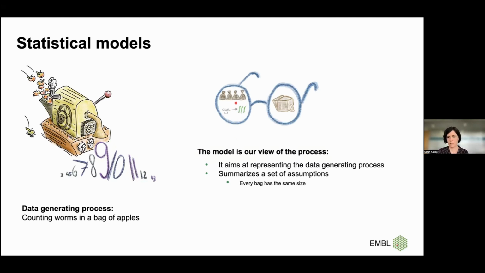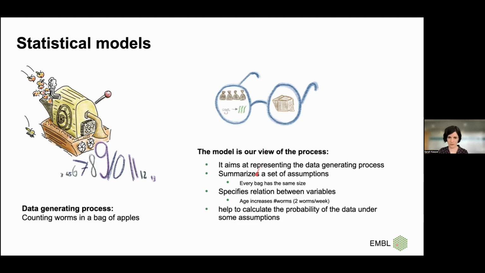And you could also specify relations between the variables. For example, you could say that the age of the apples increases the number of worms that you'd expect with them. And it also simplifies the data generating process a bit. Yeah? So your slicing and counting machine may be a little bit less complex than it is in reality. And what we use the model for in the end is to calculate the probability of some data that we might see under these assumptions that we make in the model.